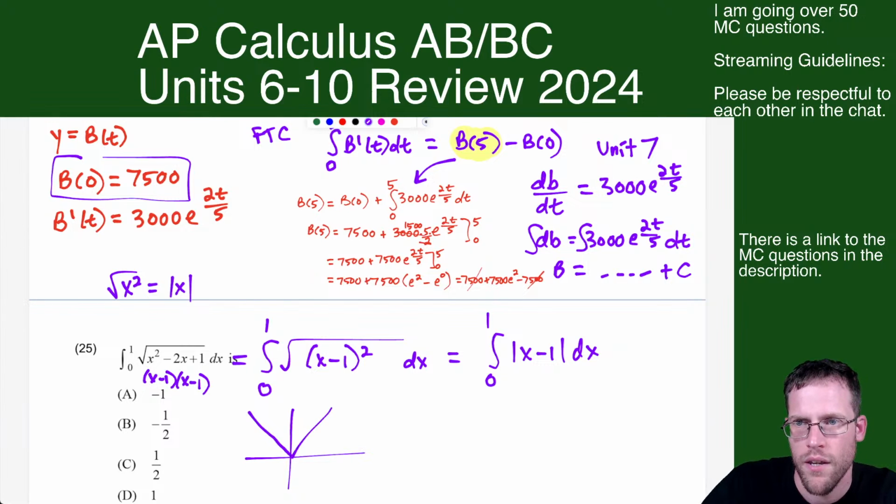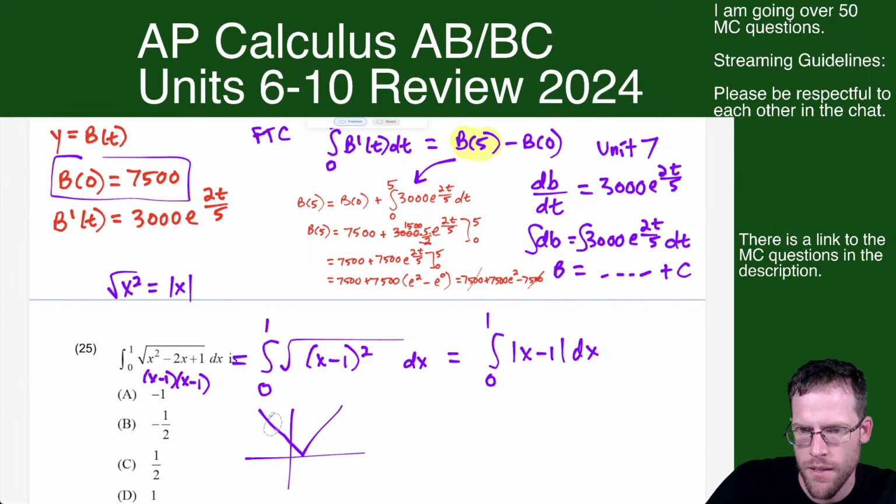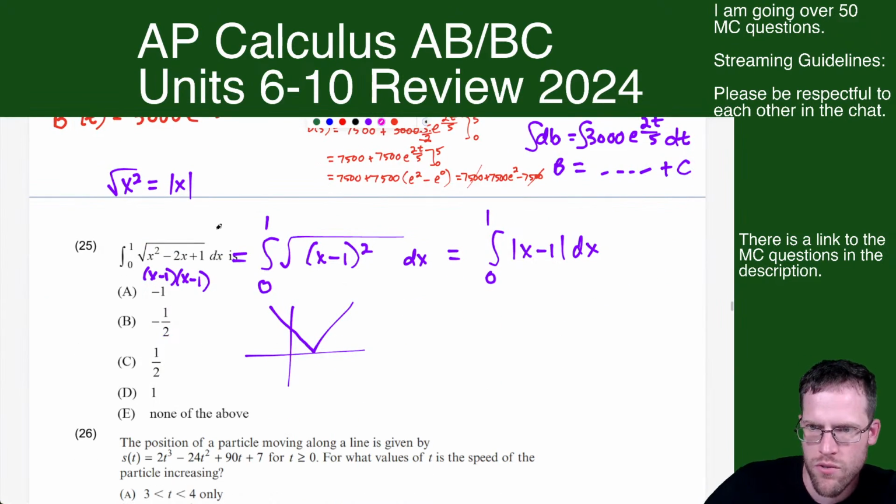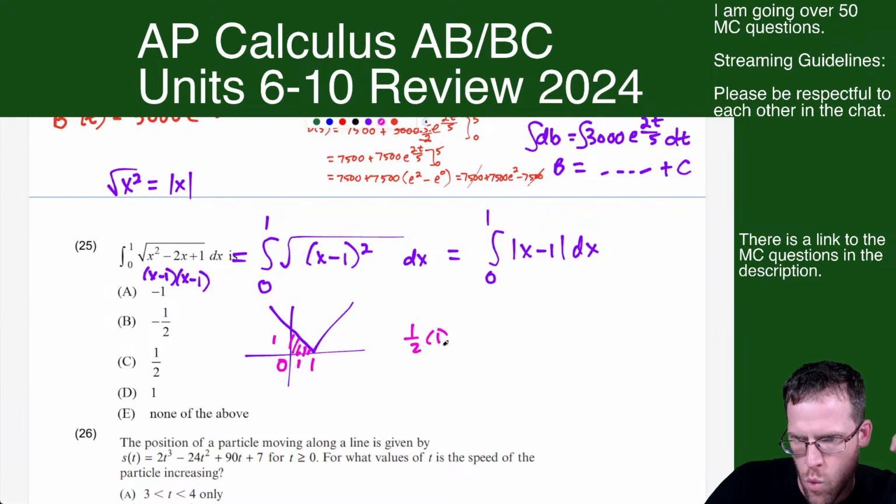And now I look at the parent function, absolute value x. I move it over 1. Let me just scale it up more so that we could actually see it. So now the integral from 0 to 1 is this triangle here. This is a 1 by 1 triangle, so it's 1/2 times 1 times 1, which is a half.